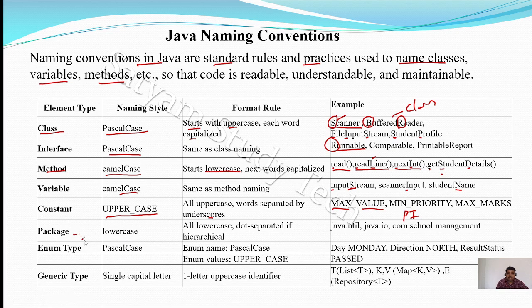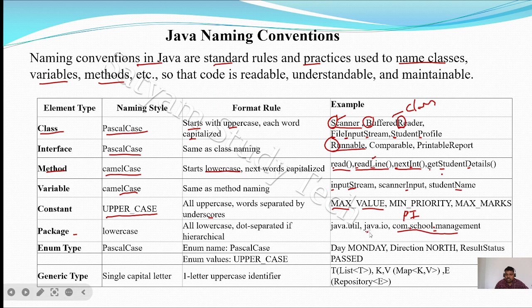Any package starts with lowercase. For example, when you have more packages, they are separated with a dot. So all lowercase, dot separated with hierarchy. For example, I am creating my own package like management, school, com. So this is our package. Each and every package, if you have a number of packages in your package, they are separated with a dot.